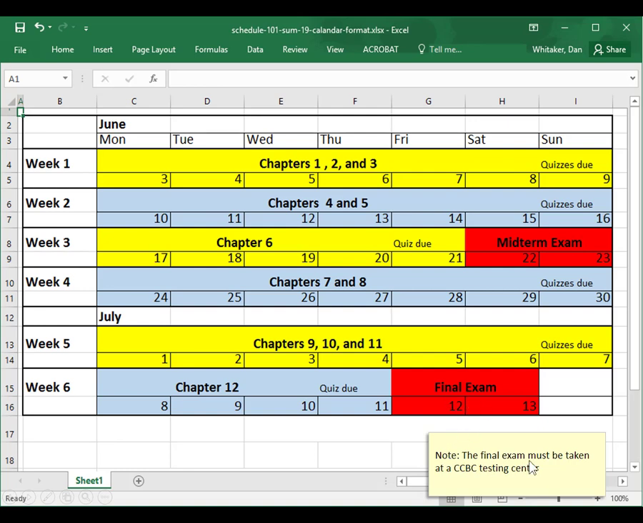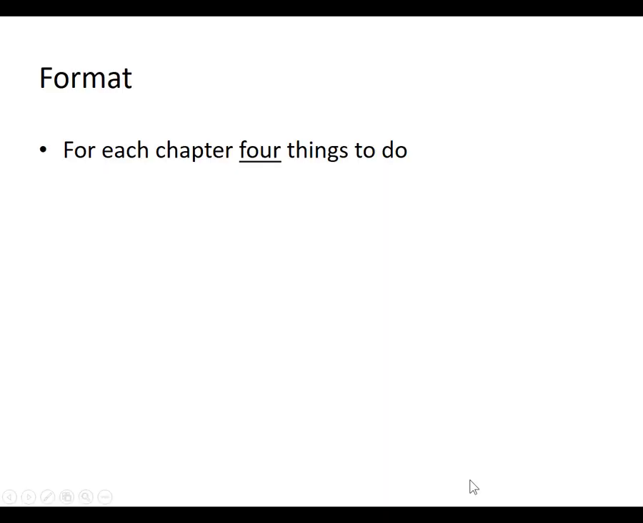Note, the final exam must be taken at a CCBC testing center, so please remember to make an appointment before exam week for the final exam. Now let's look at the format of the class.